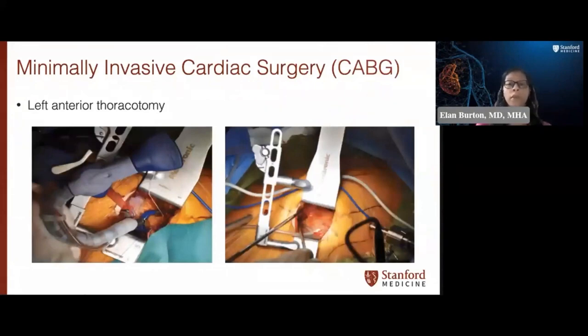For minimally invasive coronary artery bypass surgery, these surgeries are typically done off pump. The IMA dissection and bypass graft is done through the same thoracotomy incision, which consists of a left anterior thoracotomy. As you can see in these photos, the photo on the right shows the IMA retractor, which is retracting the sternum superiorly and laterally. And the photo on the left shows the stabilizer in place for the off-pump bypass graft.